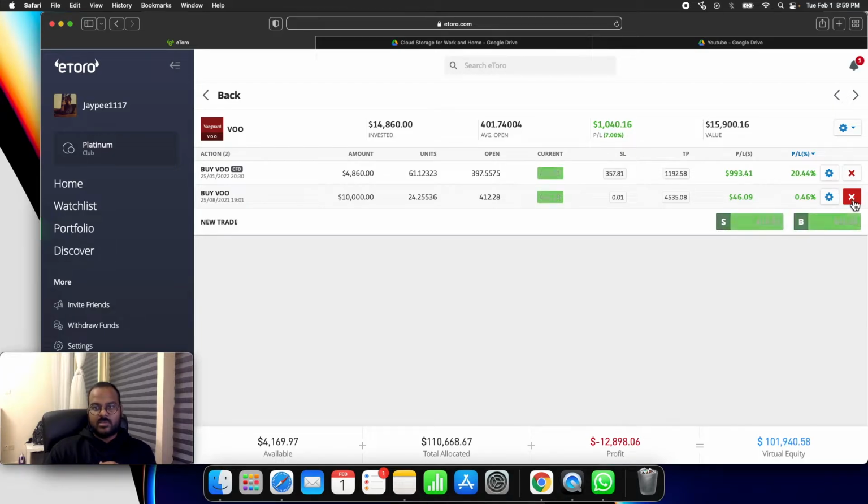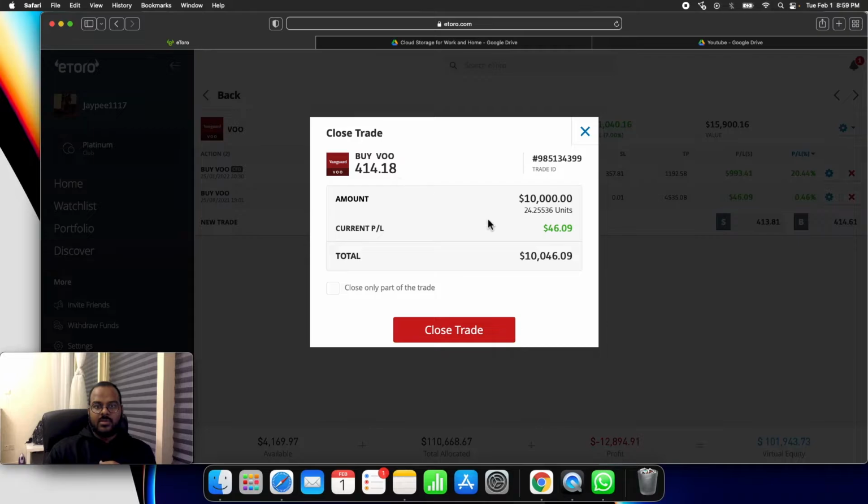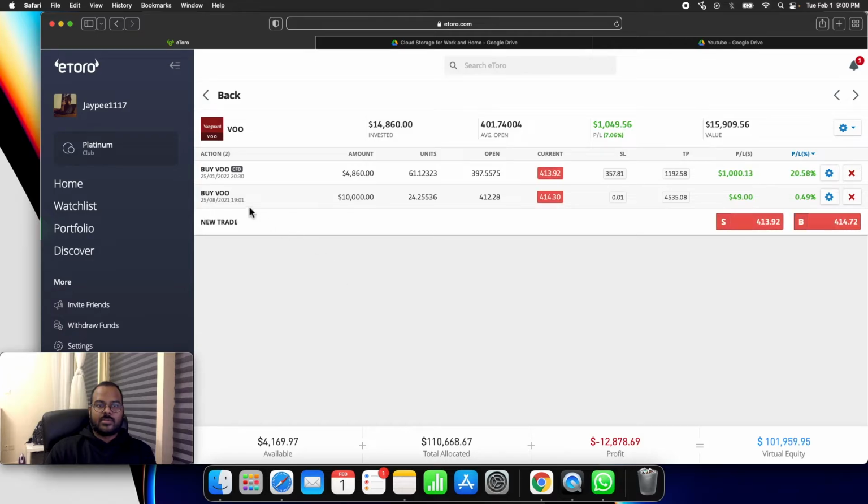This cross sign, if I click here, this is a closed trade. Now I can either close the whole trade, which will put 10,000 plus $50 back into my available account amount, or I can close part of it. For the purpose of this demo, we'll close the whole trade. Now, before we do that, just keep an eye on this. This is buy VOO and this is buy VOO CFD. What is CFD? Is something that I'll talk about in a minute. But before that, we go ahead and close this position.